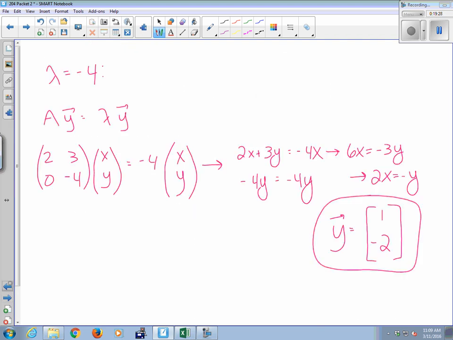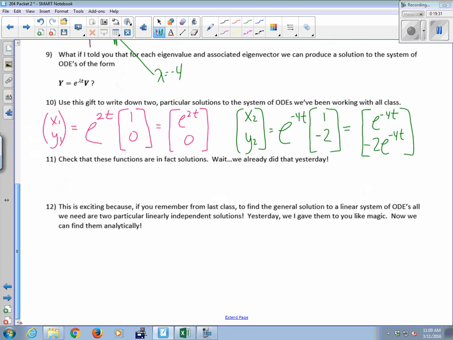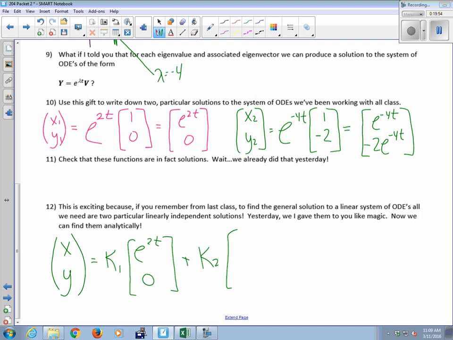So let's just write down the general solution since we can. My general solution, x of t, y of t, is going to be a linear combination of the two particular solutions I just found. So it would be k1 e to the 2t, 0, plus k2 e to the negative 4t, negative 2 e to the negative 4t.